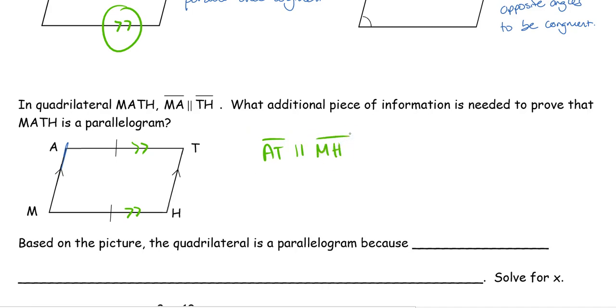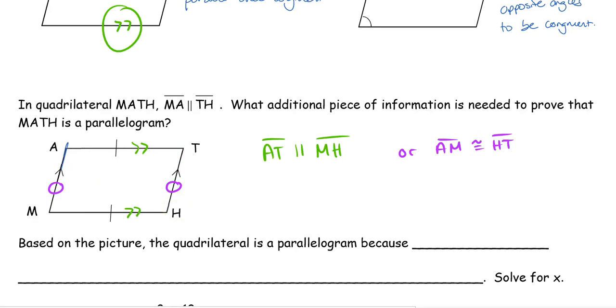That's not the only thing we could have done. We could have said, okay, well, this side is congruent to this side, or AM is congruent to HT, and if I did that, then I have the left and right being both parallel and congruent.